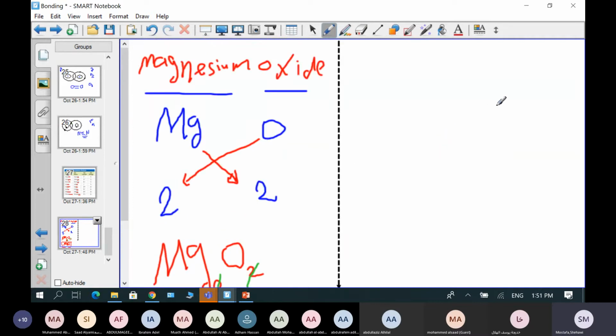The other one, I'll give you the chemical formula of an ionic compound, and you have to give me the name. I'll start, for example, with aluminum chloride. Aluminum chloride has the chemical formula AlCl3. Sorry. That's aluminum chloride.